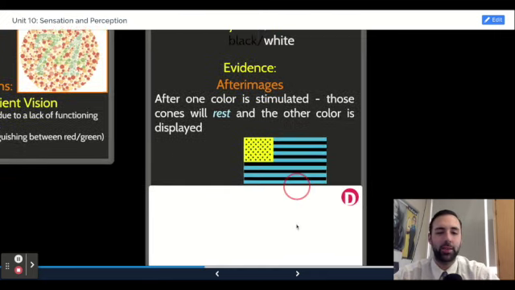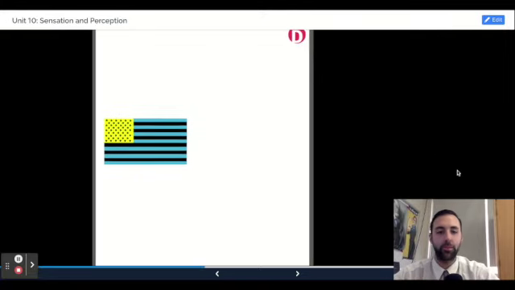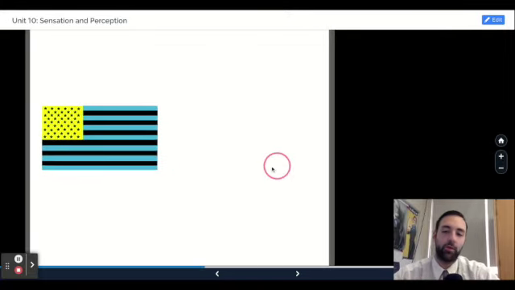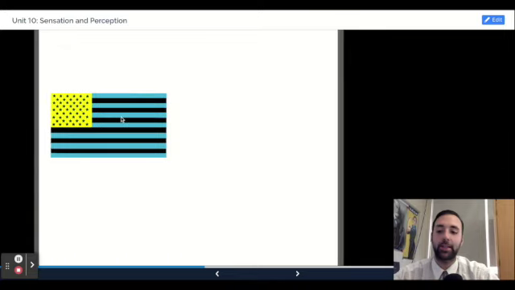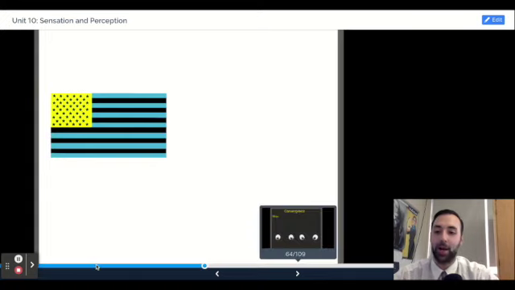We can try and simulate this. This works a little bit better in person, but we can try it over YouTube. What I'd like you to do for, let's say, about the next 20 seconds until I say stop is stare directly at the middle of this American flag. I know the American flag has a really unusual color scheme here, but I just want you to stare at it until I say stop.